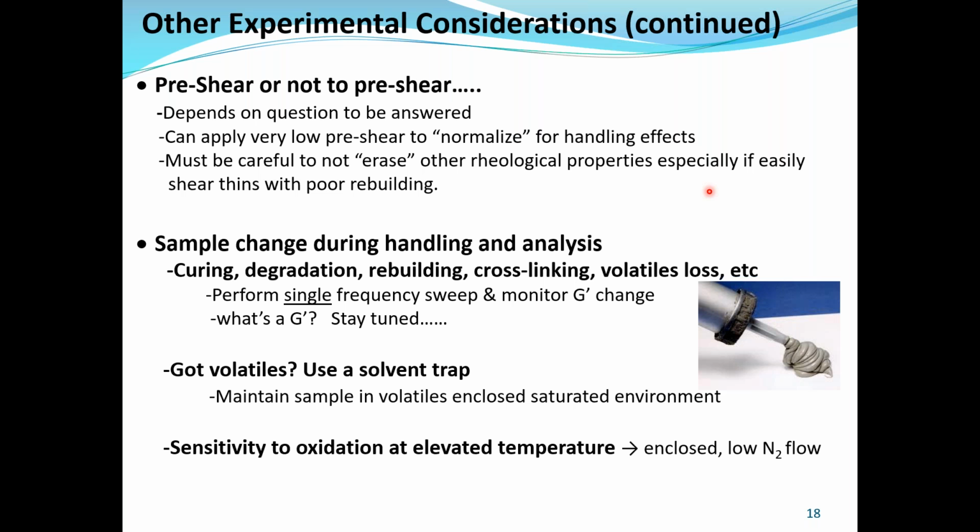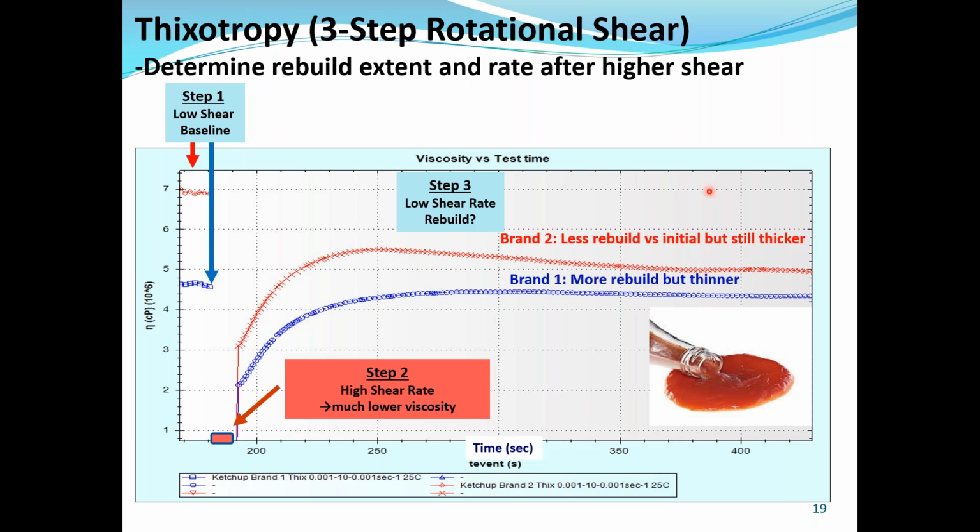Also, if you have volatiles, you want to use the solvent trap, so it maintains the sample in an environment that is saturated with that particular volatile mixture. Also, some samples are sensitive to oxidation at elevated temperature. I just wrapped up a study a few weeks ago looking at a polymeric material at 180 degrees C, and there was concern about oxidation. So I have a setup where I can keep a very low nitrogen flow over that sample all the time, in an enclosed, sealed environment around that sample.